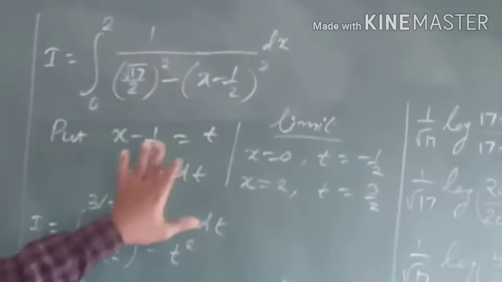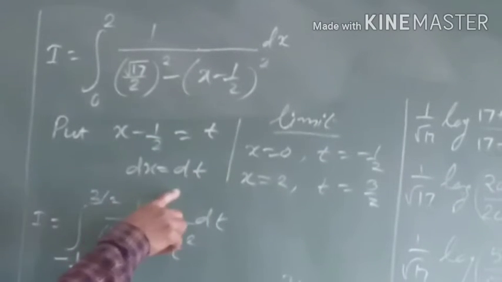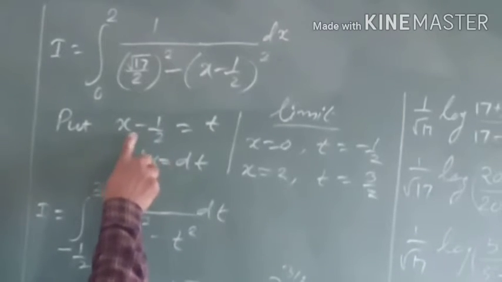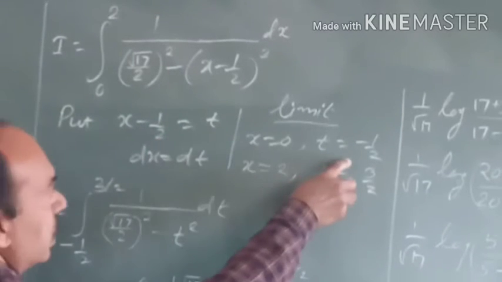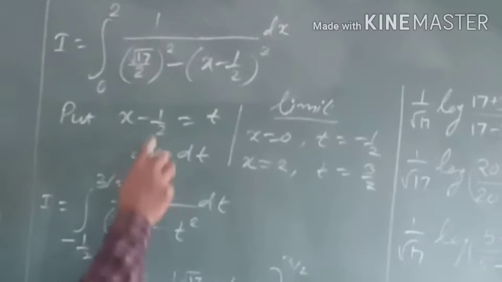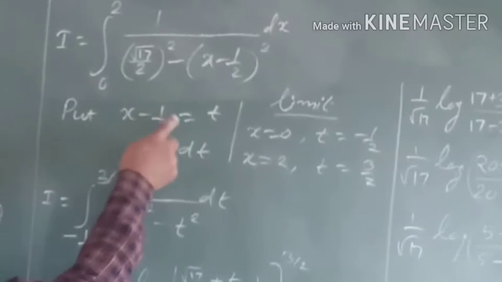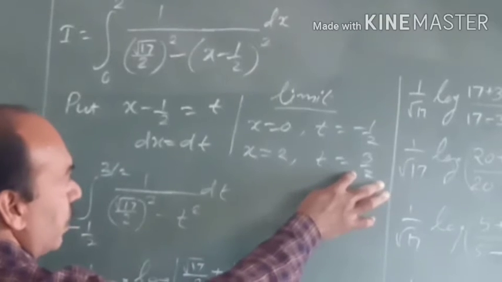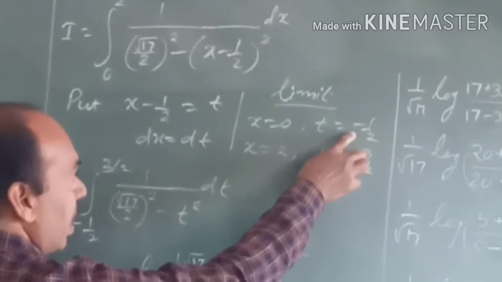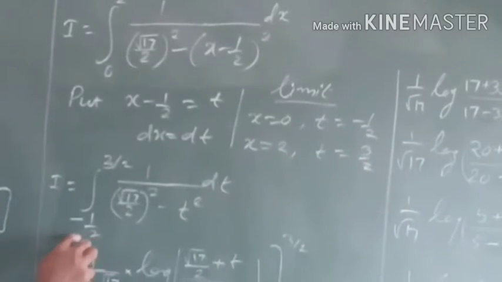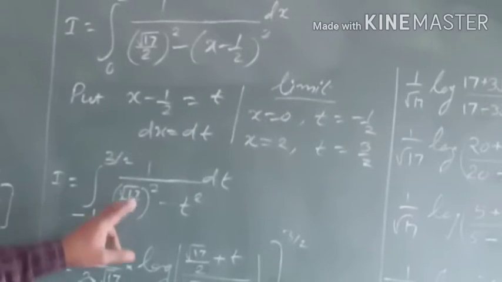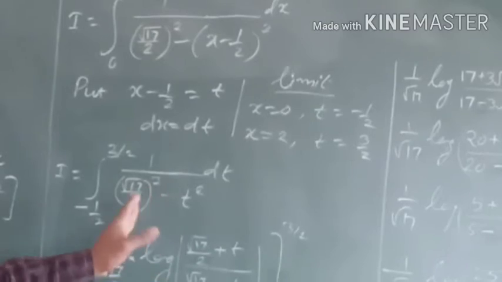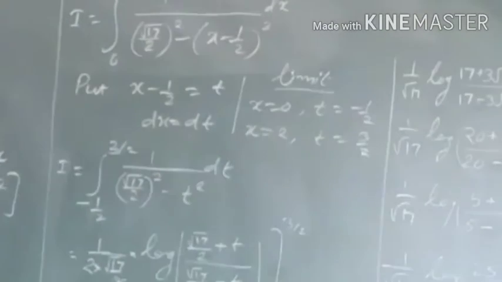Put x minus 1 by 2 equal to, suppose, t, then dx is equal to dt, and also change the limit. When x is equal to 0, then t is equal to minus 1 by 2, this one. And when x is equal to 2, write 2 here. So 2 minus 1 by 2 means 3 by 2. So t is equal to 3 by 2. So our new limit is minus 1 by 2 to 3 by 2, and 1 upon square root of root 17 by 2 whole square minus t square. It is like a square minus x square.